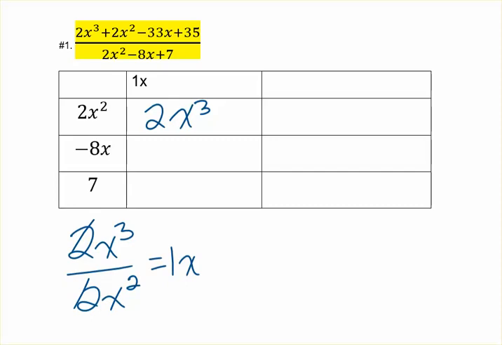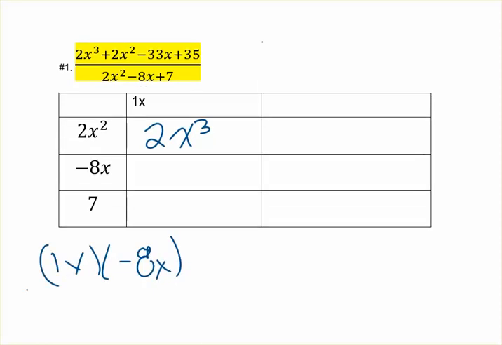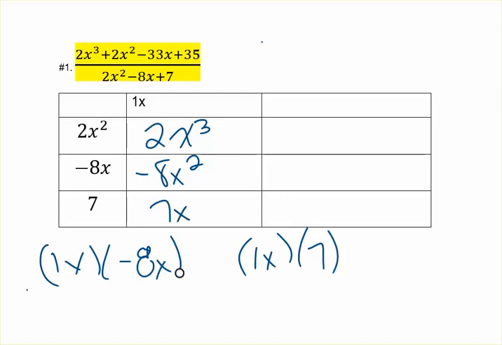But now I'm going to fill in the rest of that first column. What I'm going to do is multiply the row and the column. So the next spot will be 1x times negative 8x. That's going to give me negative 8x squared. Keep moving down. Then I'm going to take 1x times 7. That's going to give me 7x. So I filled in the first column. What I found so far is if my answer was just 1x times what I'm dividing by, I would get that so far. Now that was not my original problem.